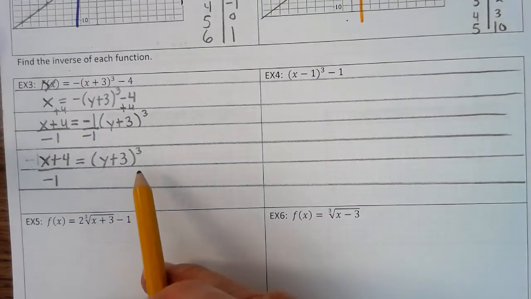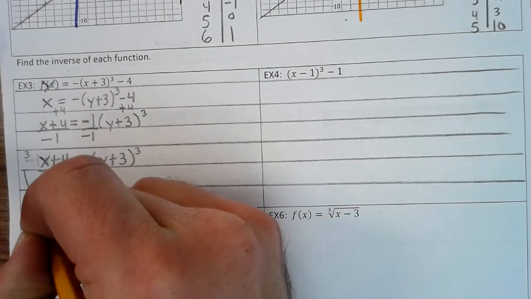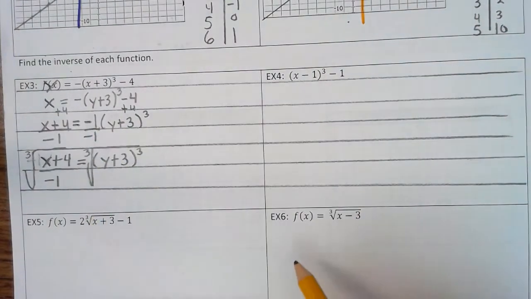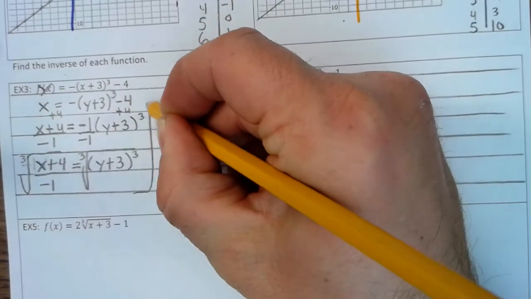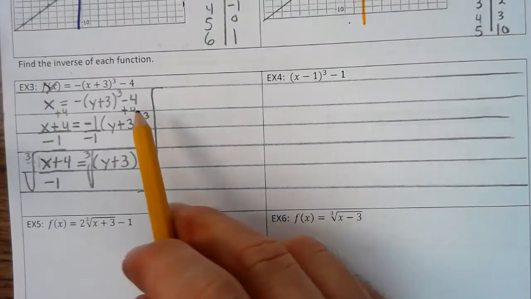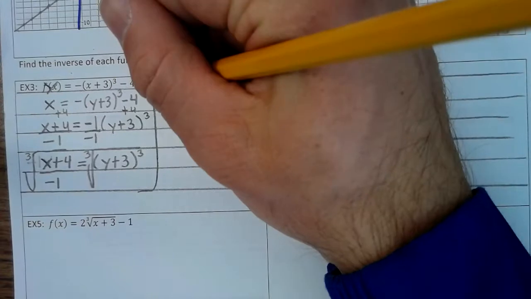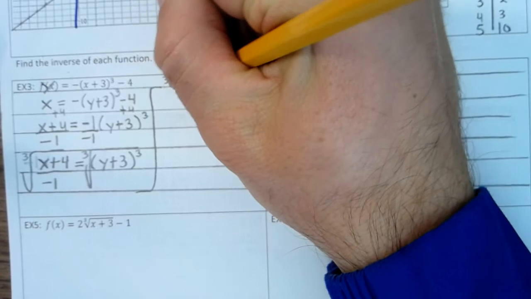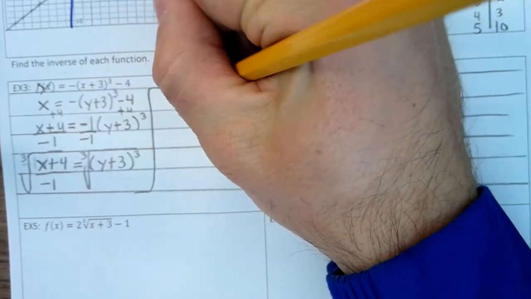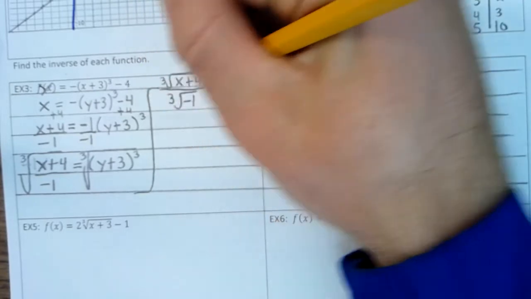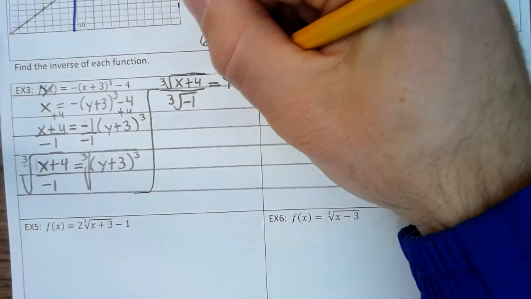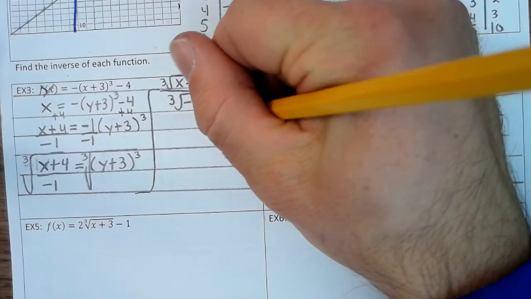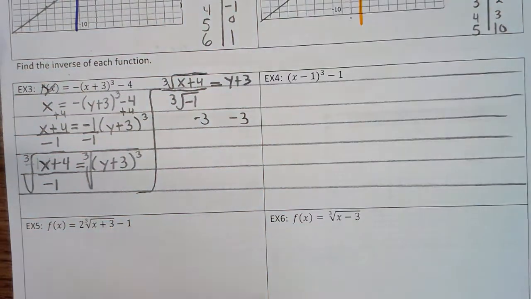Okay, then we're going to cube root both sides. Okay, I'm going to have to bring the work up there because we're out of space. So that becomes the cube root of x plus 4 divided by the cube root of negative 1 equals y plus 3. And then our last step is we're going to subtract 3 from both sides. So then I'm going to put the y on the left.